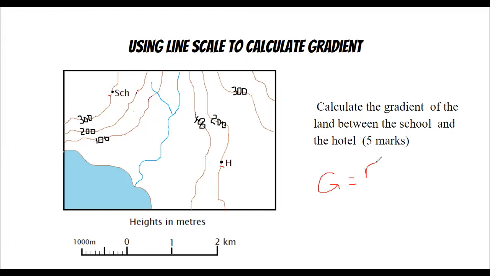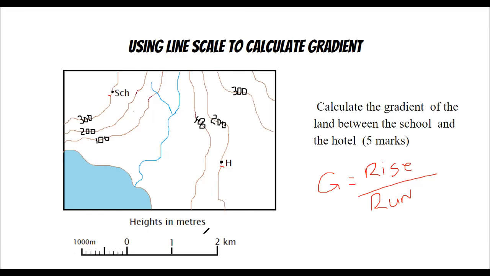is rise, which is the same as height, over run, which is distance. We're not given the distance, it means that we have to find the distance. When we think about finding the distance, the first thing we need to find on our map is the scale. So we see our scale right there, it's a linear scale. And we're going to use this linear scale to find the distance.